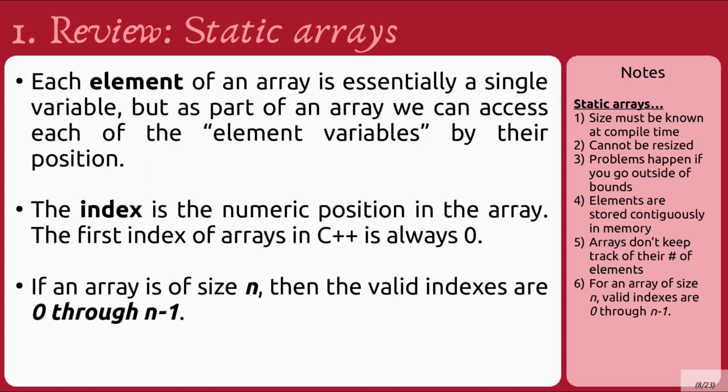Each element of an array is essentially a single variable, but as part of an array we can access each of the element variables by their position in the array. The index is the numeric position in the array. The first index of arrays in C++ is always 0. If an array is of size n, then the valid indexes are 0 through n-1.